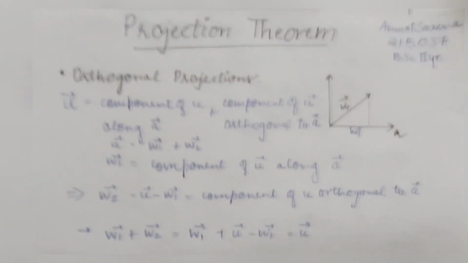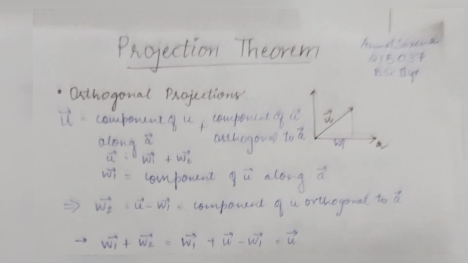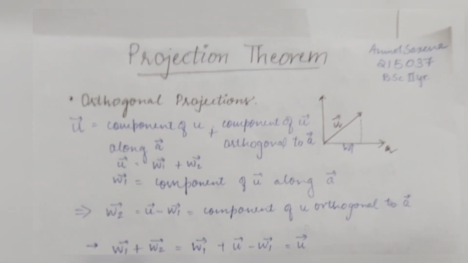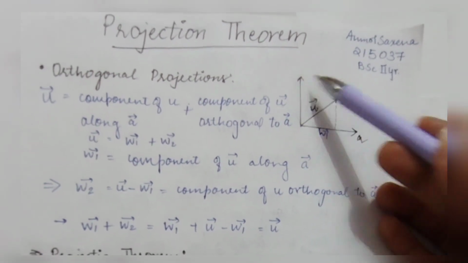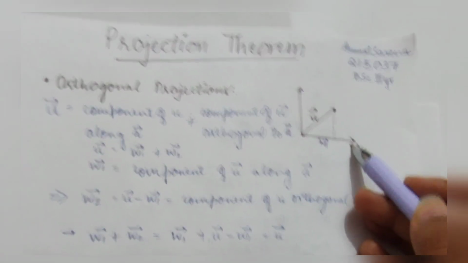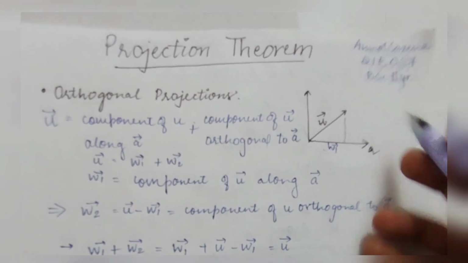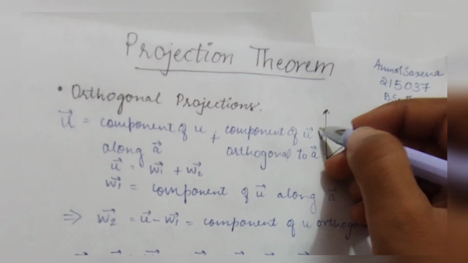So in projection theorem, the first thing is orthogonal projection. We have to understand what is orthogonal projection. In this, if we take a projection of u vector along x and y axis, we can say along this side we have w1 projection, and in upward side we have w2 projection.